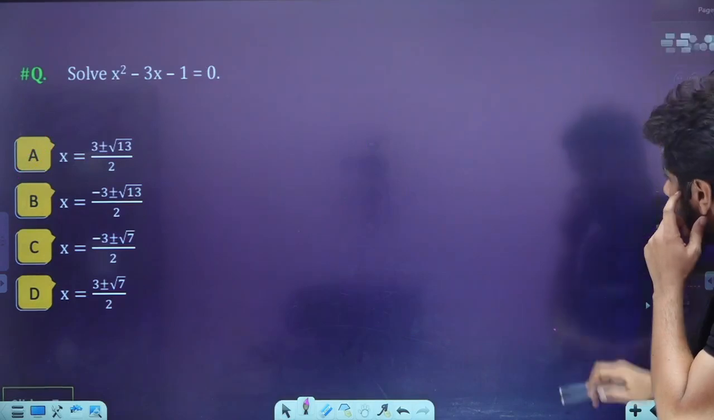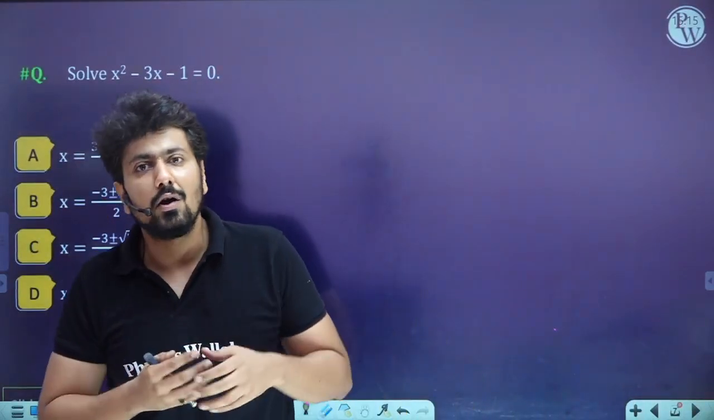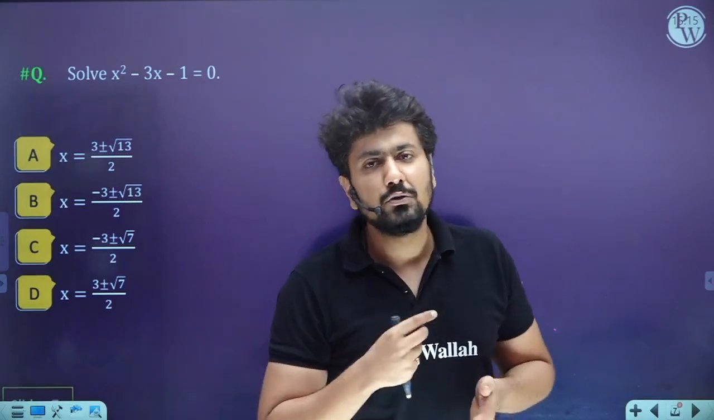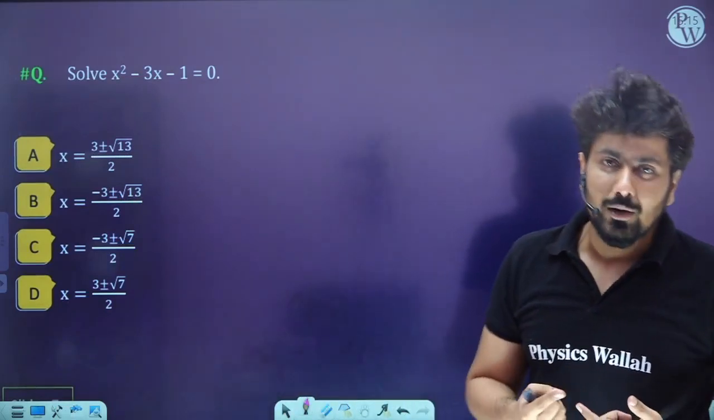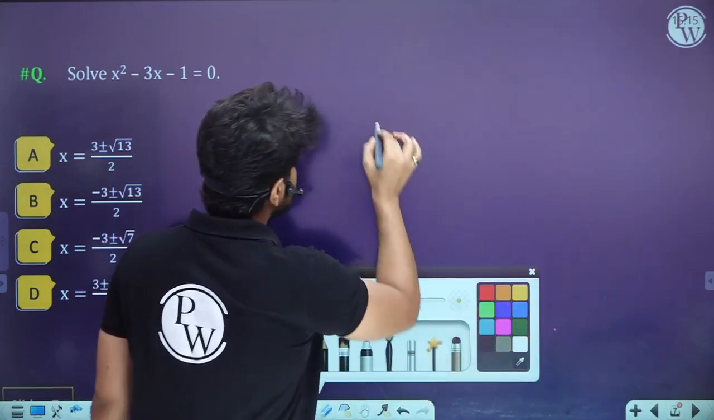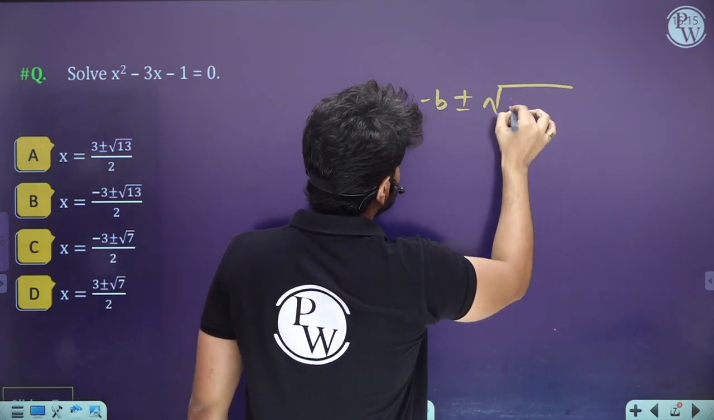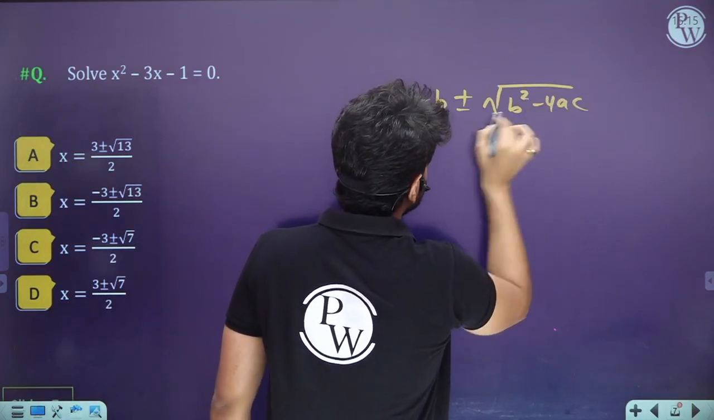Not a big deal. Now in this type of equation, middle term splitting will not work. So here we need to use the direct formula to solve a quadratic equation, that is x is equal to minus b plus minus under root of b square minus 4ac divided by 2a.